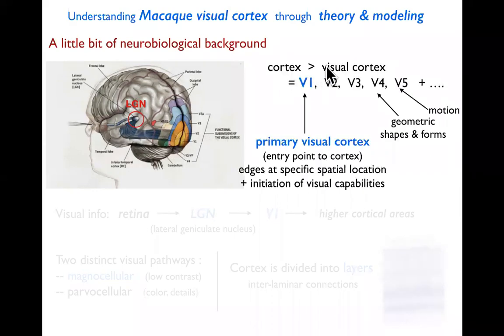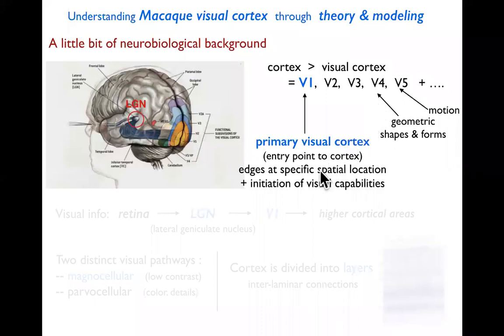Now, the visual cortex is divided into different regions, not exactly like this. This is more a picture of it. If you take this really crinkly piece of neural tissue and flatten it all out, but it doesn't really look like that. It's divided into V1, V2, V3, and so on. And V1 is what I'm going to be talking about. It's also called the primary visual cortex. This is the entry point to cortex, so all the information passes through V1 before going to the higher cortical areas. The different cortical regions are associated with different functions.